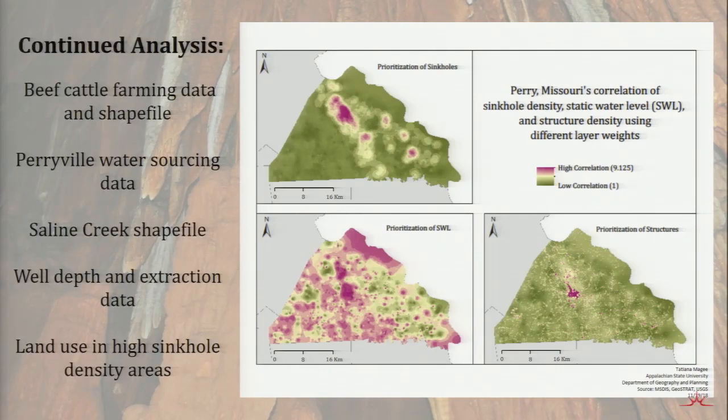For continued analysis, I would like to add beef cattle farming data in shapefile form to see its correlation to the static water level. Also Perryville water sourcing data, figuring out where Perryville is getting its water, a Saline Creek shapefile, well depth and extraction data, as well as land use and high sinkhole density data, because I was introduced to beef cattle as an influence in low static water levels, and I'm sure there are other influencing factors as well. Also, I learned recently that MSDIS and GeoStrat just updated their databases and have new 2018 data, which would be very helpful compared to 2012 and 2014.